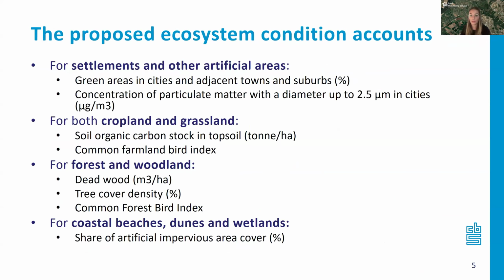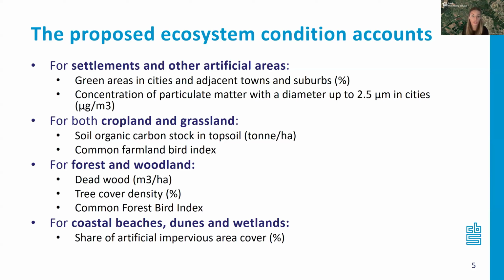Currently the proposed ecosystem condition accounts consist of the following indicators. For settlements and other artificial areas, there is the indicator of green areas in cities and adjacent towns and suburbs. There's also the concentration of particulate matter that we measure.